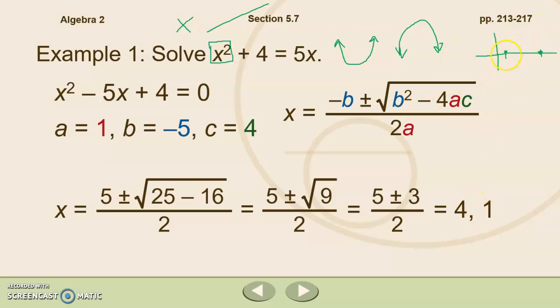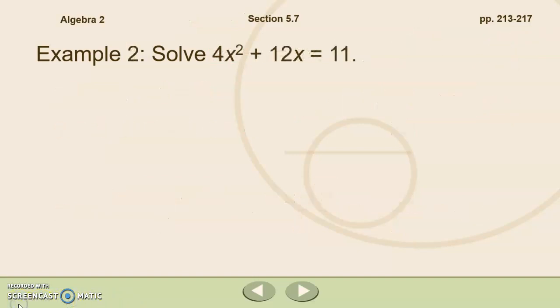And the 4 and the 1 here are going to show us the 2 points where that parabola is going to cross the x-axis. 2 places where it's going to cross the x-axis. Maybe something a little bit like that.